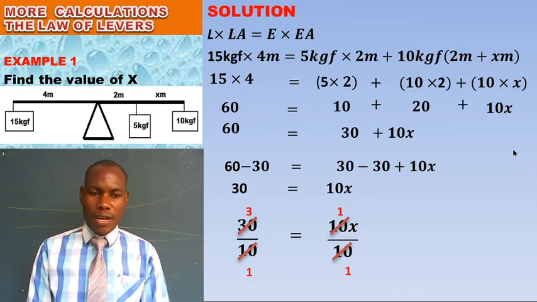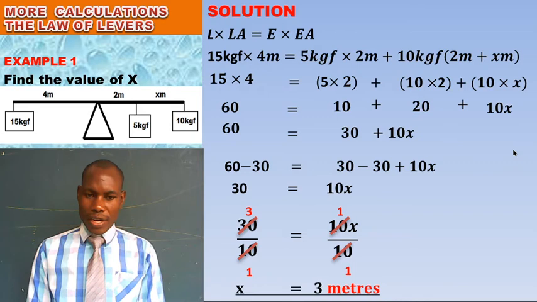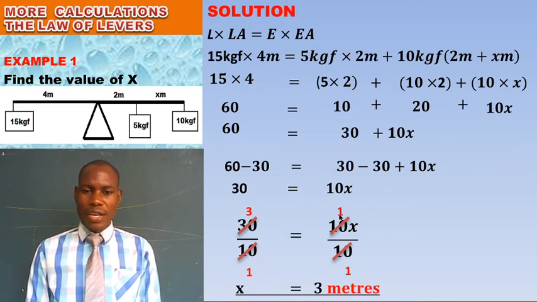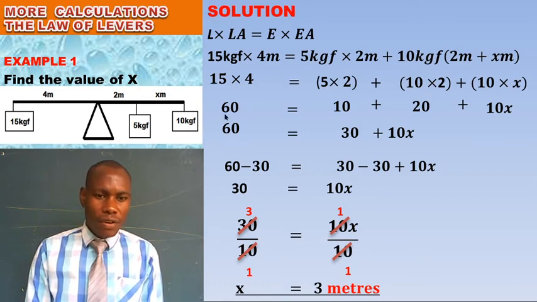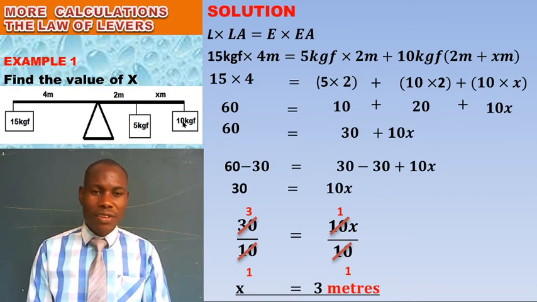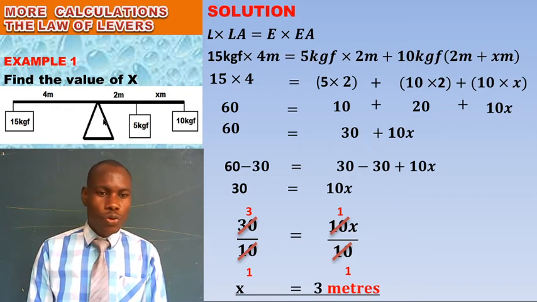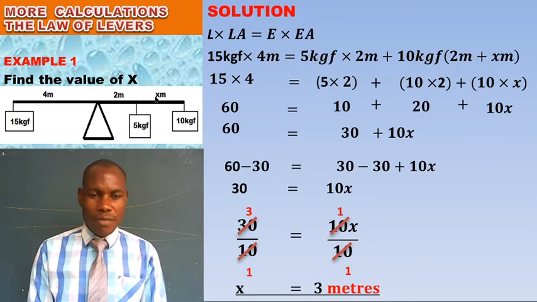Therefore, our final answer will be 3 meters. How did we get the 3? We divided this 30 by 10, then we got the 3 meters. Therefore, the distance from this 10 kilogram force up to where there is 5 kilogram force is 3 meters. But now, what is the total distance from 10 kilogram force to the pivot? That means you add the 2 meters plus the x meters, then you get the total distance. Are we together? Let's go to our next example.